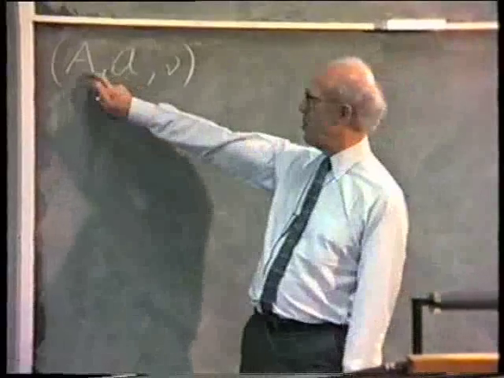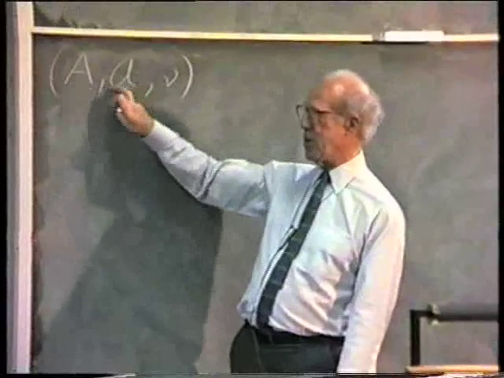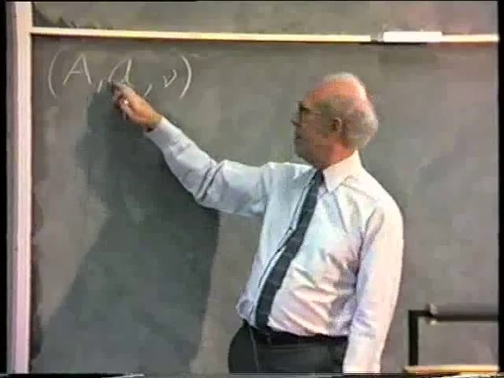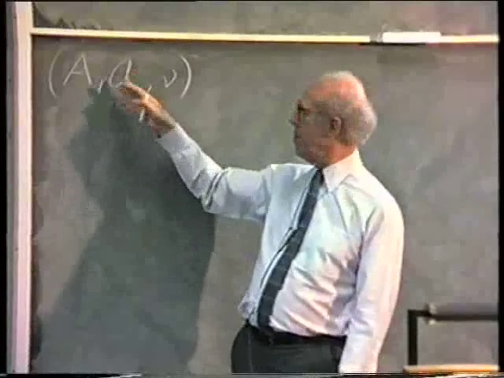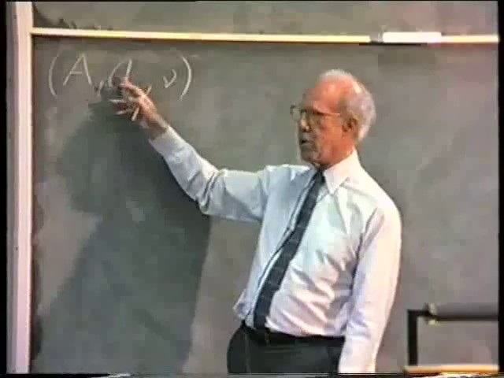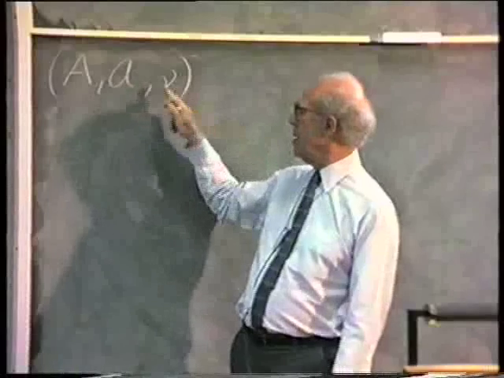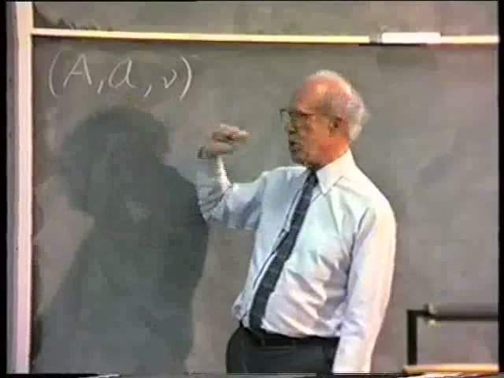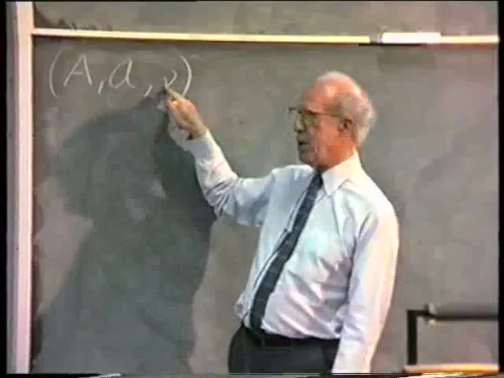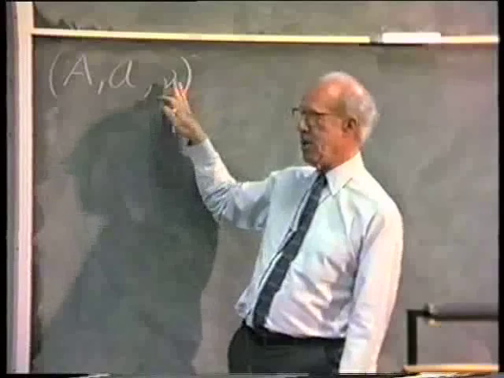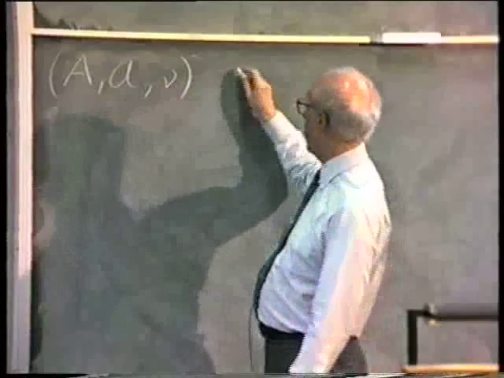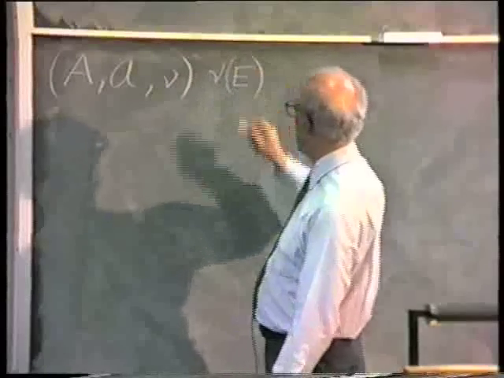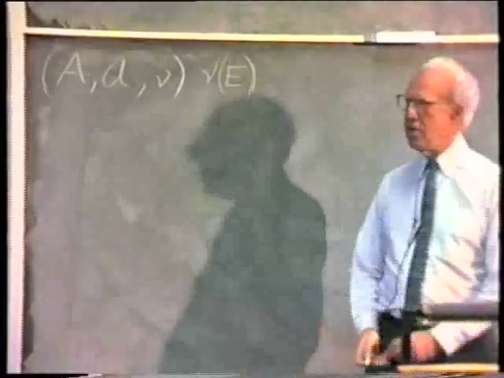We have a set of agents, and we have a set of subsets forming a sigma field, in particular closed under countable union. And the elements of script A we call coalitions. Nu is a non-negative measure. Therefore, for every coalition E we have a number, nu of E, non-negative.